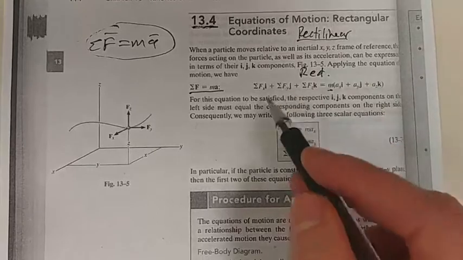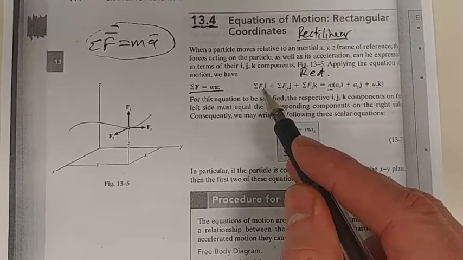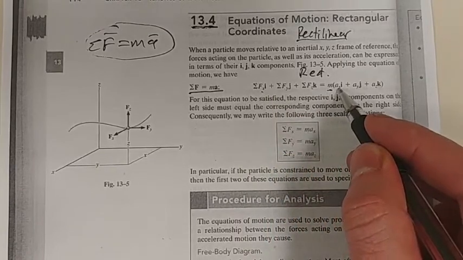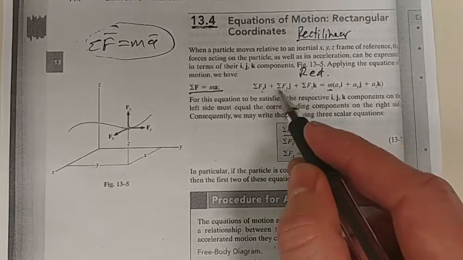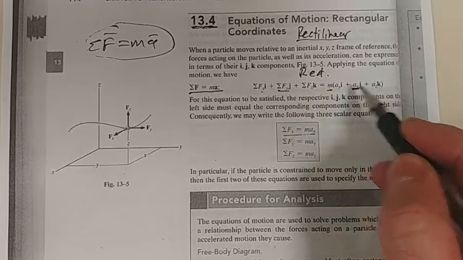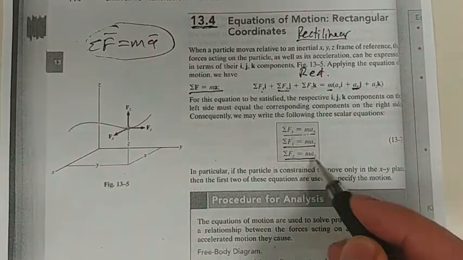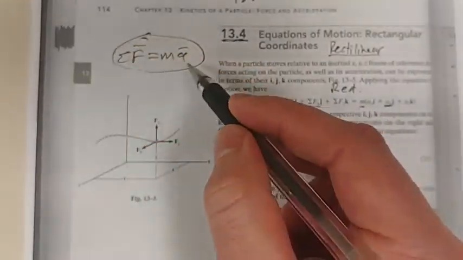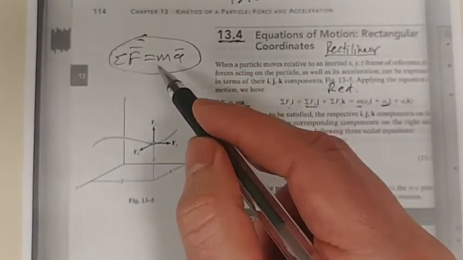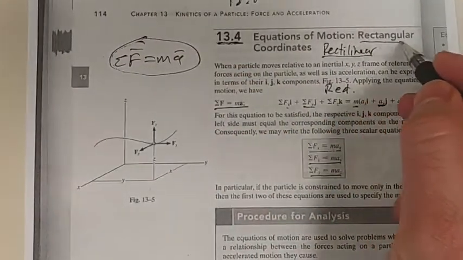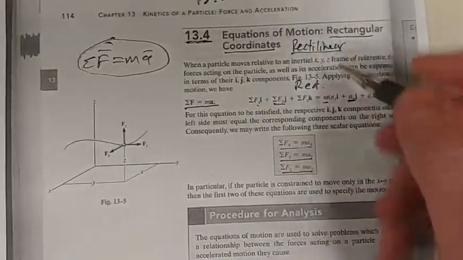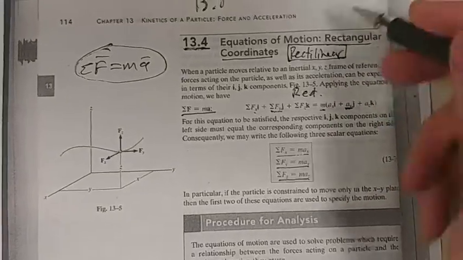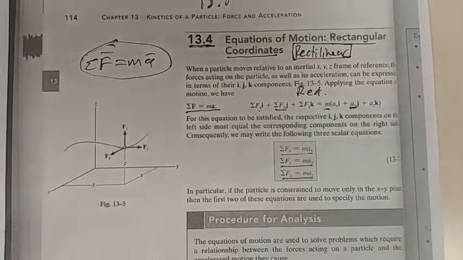That's all. And then we said, well, let's extract the x. Sum of the forces in the x should equal mass times acceleration in the x, and that's what we had there. Sum of the forces in the y should equal mass times acceleration in the y, etc. So the point is, we took our general equation of motion, and we applied it to rectangular coordinates. And in general, when we have rectilinear straight line motion, we use rectangular coordinates.